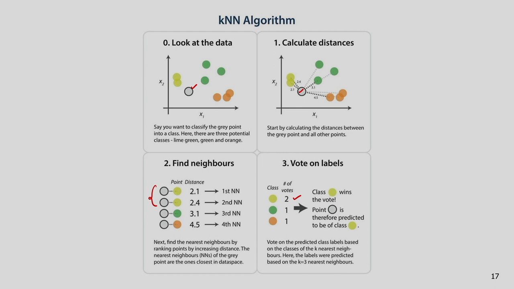These three classes I can consider like this: omega i, omega j, and omega k. The new data point is, suppose, x. Now x will be assigned to the class omega i, because omega i will get the maximum number of votes. I have two votes corresponding to the class omega i, so x is assigned to the class omega i, that is the yellow class. So this is the concept of the k nearest neighbor algorithm for classification.